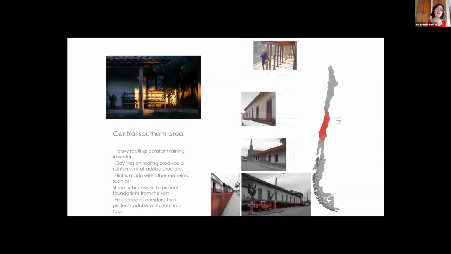In the central south area of the country, where Lolol is located, there is constant rain, so houses usually have heavy roofing, plinths, and corridors. All of these elements protect the adobe walls from the rain and also collaborate more with the structure, so they performed better during the earthquake.